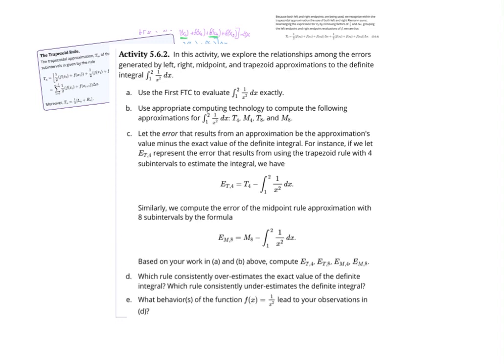Okay, and remember that the error is the approximation minus the actual value, because if this is positive, it should reflect that the approximation is an overestimate. And if it's negative, it should reflect that the approximation is an underestimate. So you're going to do each of the errors. This is the notation they use for the error for trapezoid, error for midpoint.